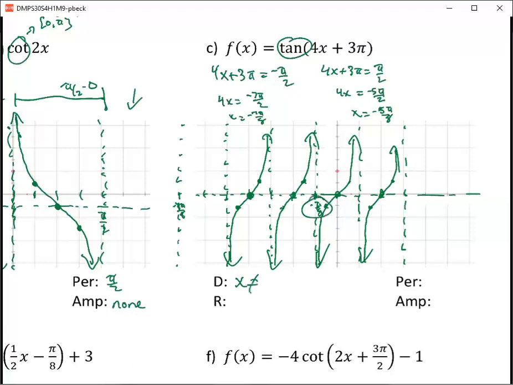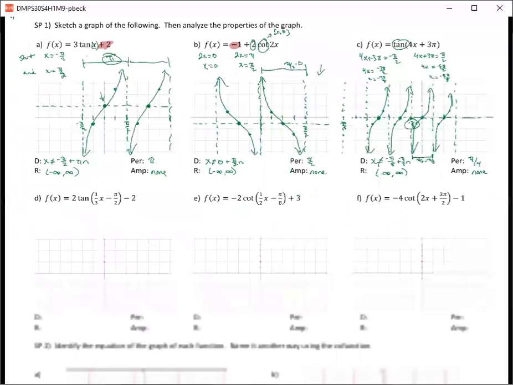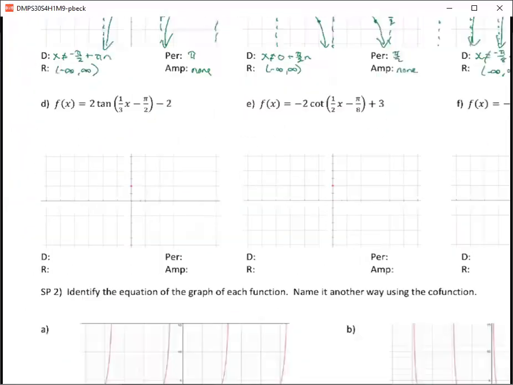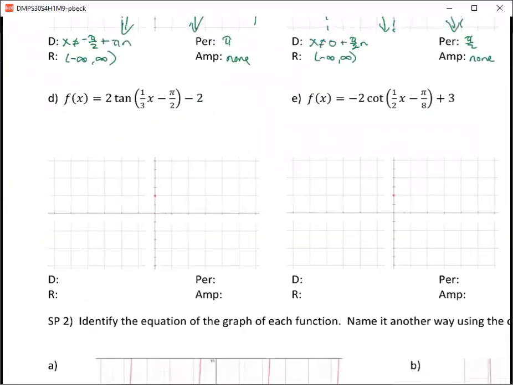So our domain, x is not allowed to equal, I'm going to look at that asymptote. I just randomly chose it. So negative pi over 8 plus, well, what's the distance between this asymptote and this asymptote? What is pi over 8 minus negative pi over 8? That would be pi over 4. So that actually is our period too, pi over 4. Our range, negative infinity to infinity, because all real numbers, and there is no amplitude. And the rest is just similar to that.